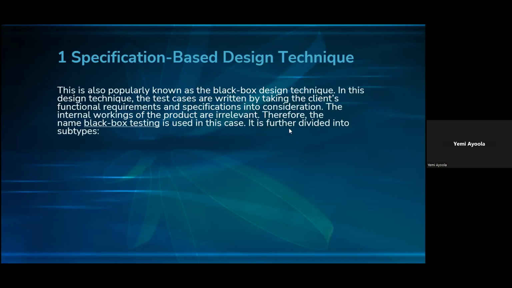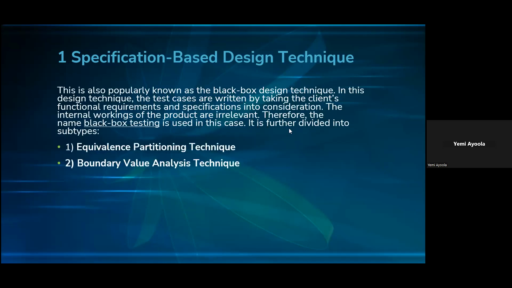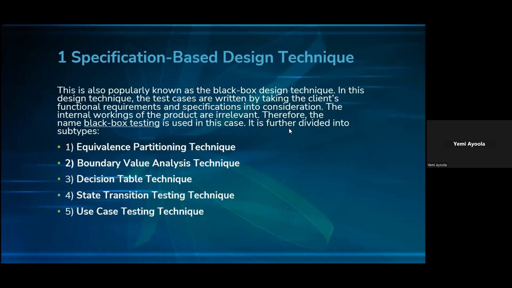So it's saying, I've closed my eyes. It's black box. I don't want to see anything. Just let me see the features it's working on. So this one now is not divided into subtitles. We have said it before, which we talked about: equivalent partitioning, boundary value analysis. We talked about decision table technique. We talked about state transition technique. And I also listed use case testing technique.